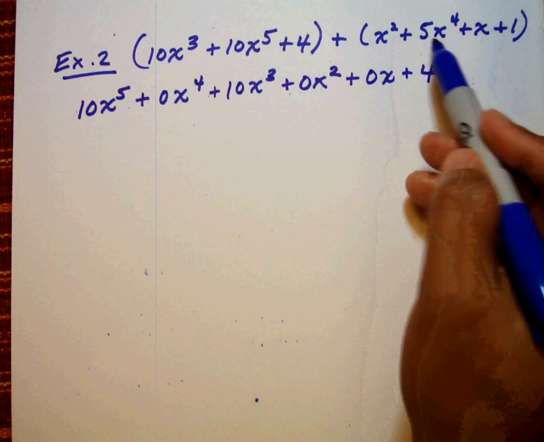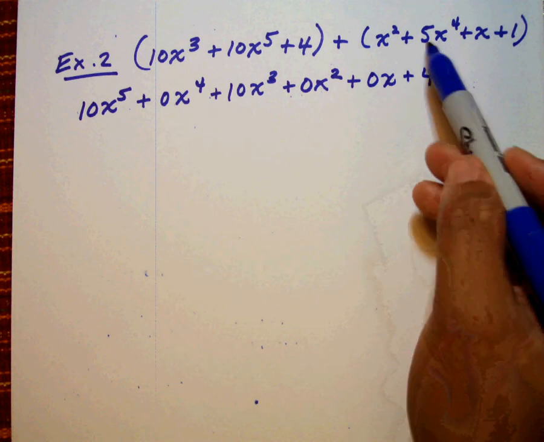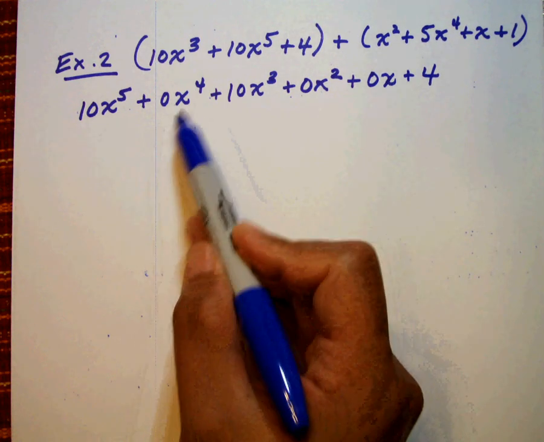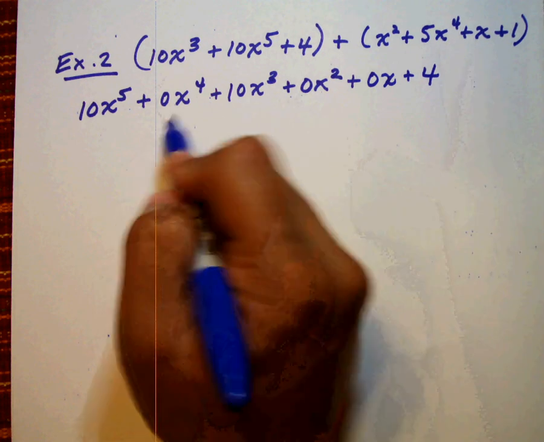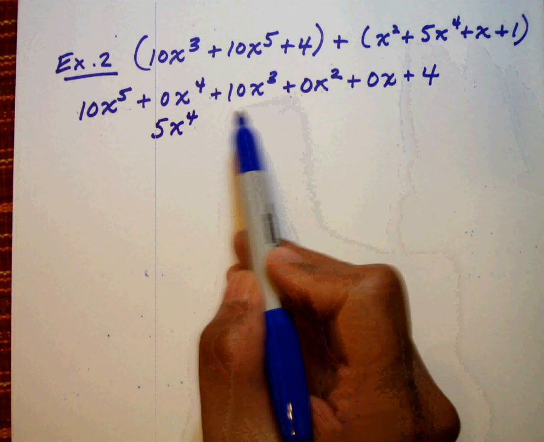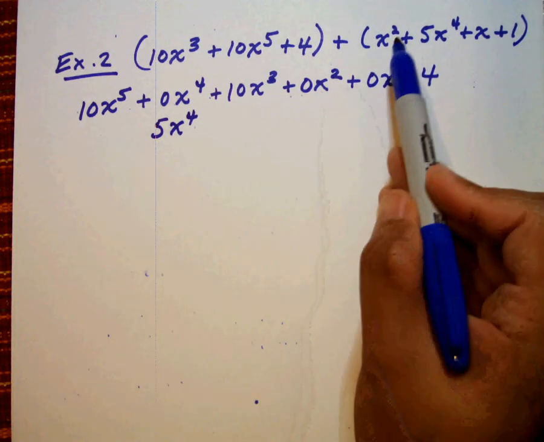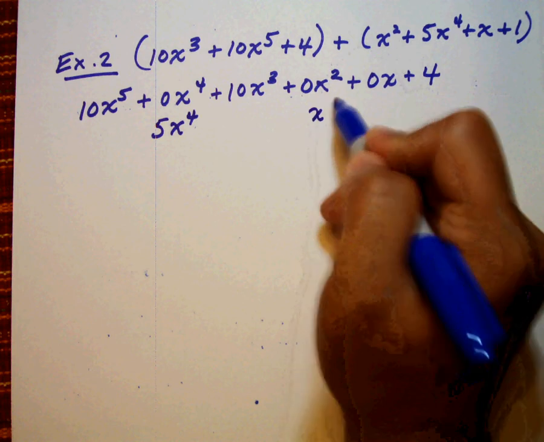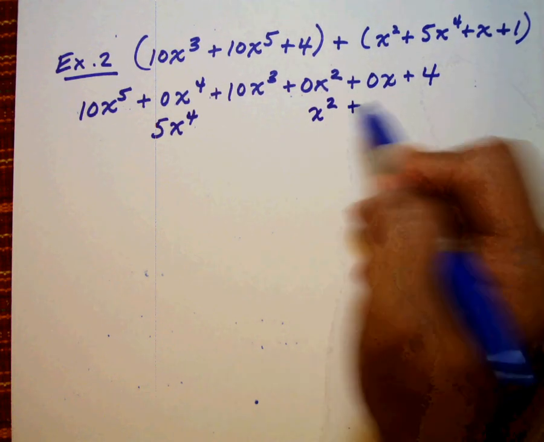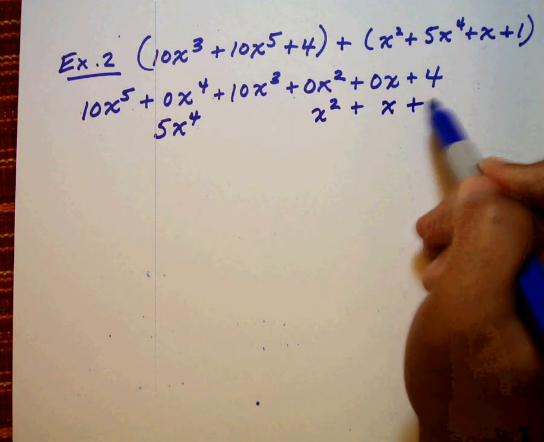Now I'll do the same thing with the second one. The highest exponent that I have here is to the 4th power, and I'm going to put that underneath where you have x to the 4th power of the first one. So 5x to the 4th will go first. I don't have anything to the 3rd power. I don't have anything in the 5th power, but I do have something on the 2nd power. So it'll be x squared. Now I have x, so I'm going to add that and stack that up. Put it underneath the 0x, and then plus 1.